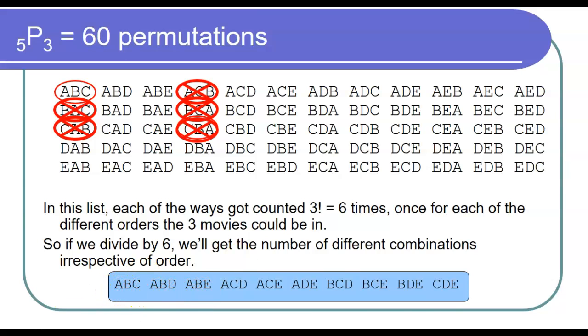Down at the bottom here, you can see what those 10 possibilities are. There's the 10 ways of picking 3 out of those 5 movies if the order that you watch them in doesn't matter. You could watch movies A, B, and C, A, B, and D, ABE, ACD, ACE, ADE, BCD, BCE, BDE, or CDE. Any other possibility would just be a different ordering or rearrangement of one of those 10.